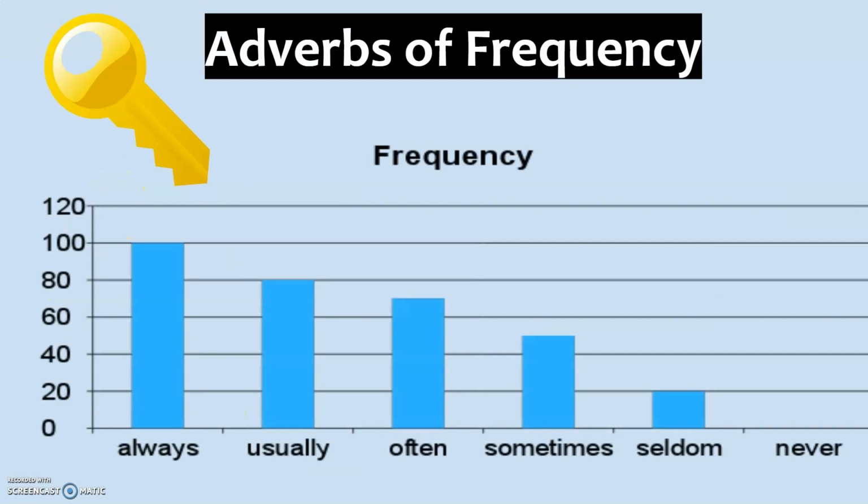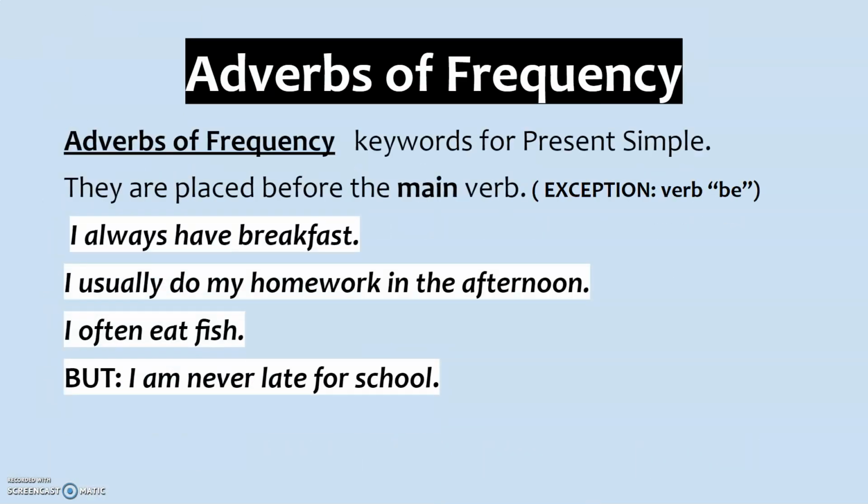Adverbs of frequency are also used with the present simple tense. I always take a shower in the morning. I usually wake up at 6 o'clock. I often have orange juice with my breakfast. I sometimes read a book in the morning. I seldom go jogging in the afternoon. And I never forget my homework. Okay, so when we're using adverbs of frequency, we're talking about routines, we will often use the present simple tense.